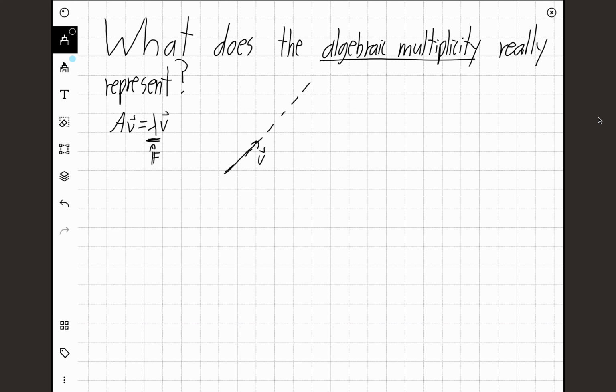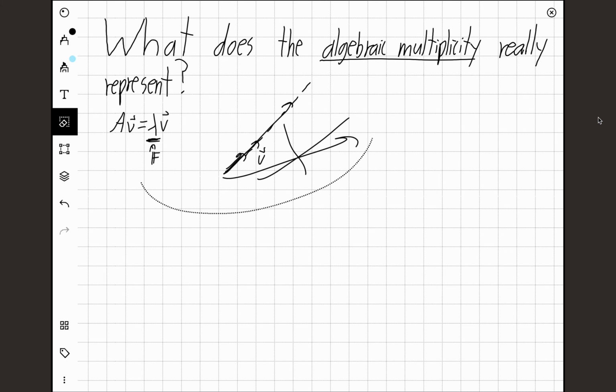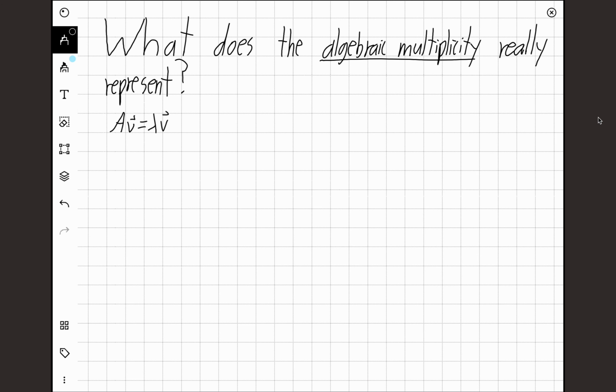So again, if we have a vector v, after we apply A to this vector, the only thing that can happen to v is that it can be stretched, it can become longer, it can become shorter, but it can't be knocked off its span. It has to stay on its span. That is the defining property of an eigenvector. That is what it means to be an eigenvector. And every eigenvector has associated with it some eigenvalue.